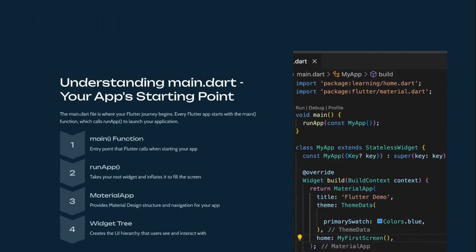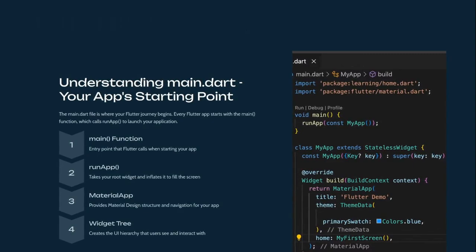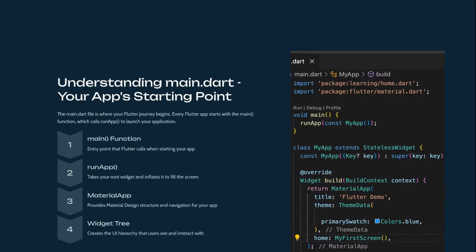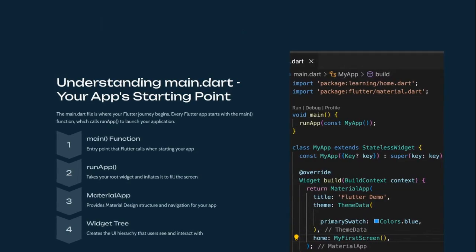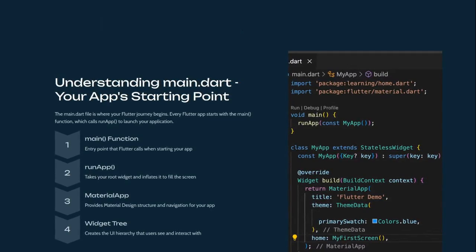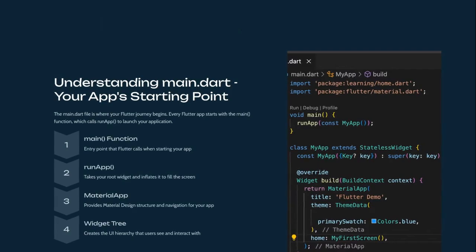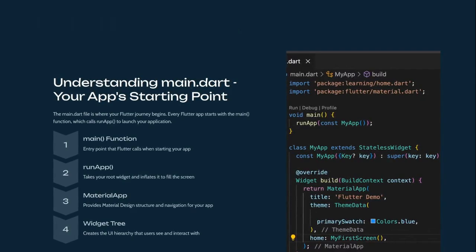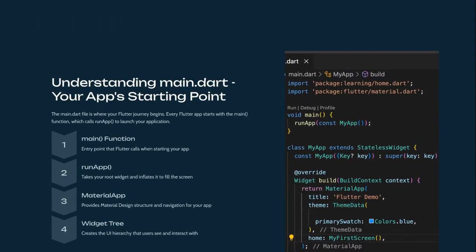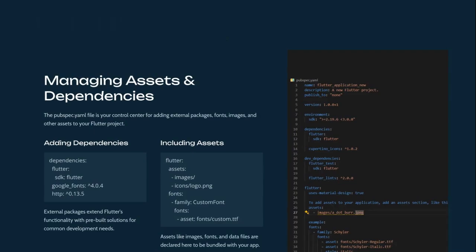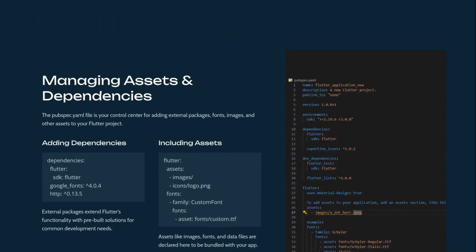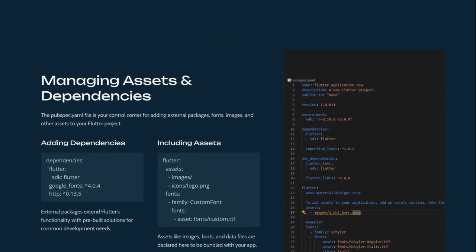The main.dart file is where your Flutter journey truly begins. Every Flutter app starts with the main function, which calls runApp to launch your application. This function creates the root widget and inflates it to fill the screen, giving your app its structure. By default, it also provides the basic Material Design setup and navigation, making it easier to start building beautiful apps right away.